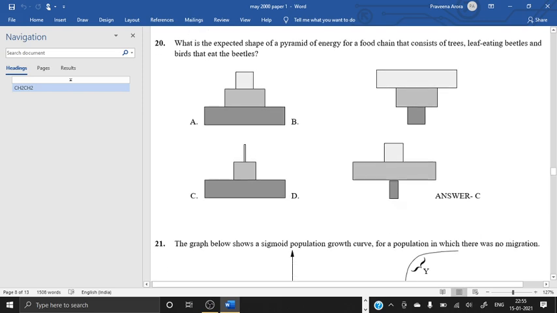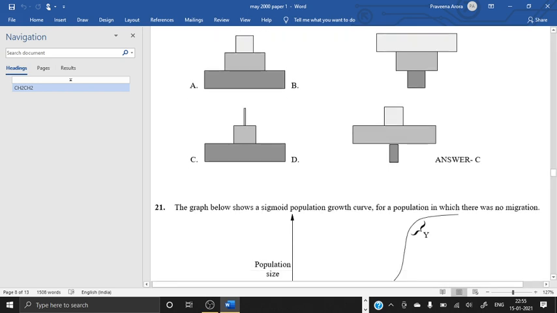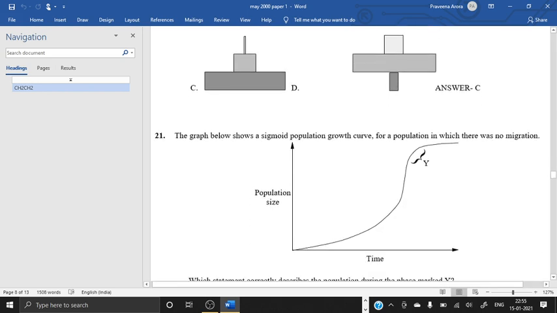Then the question is, what is the expected shape of the pyramid of energy for a food chain that consists of trees, leaf-eating beetles, and birds that eat the beetles? The answer is C.